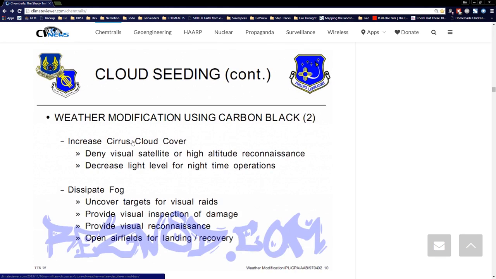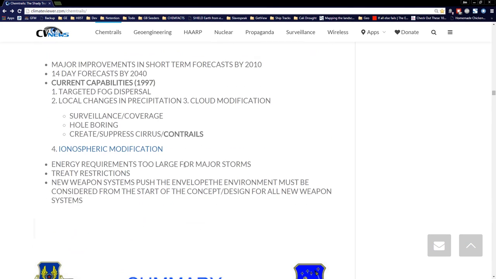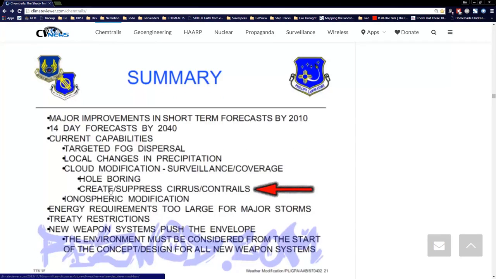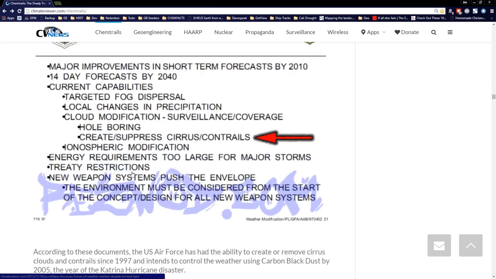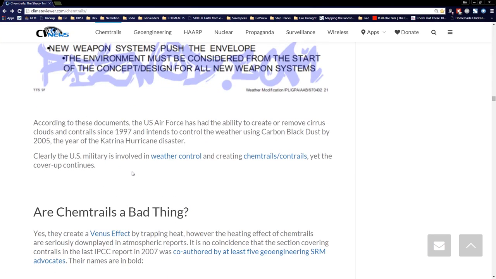And then he goes a little further. Increase cirrus cloud cover, which is what we're seeing. Cirrus clouds created by planes deny visual satellite or high altitude reconnaissance. Decrease light level for nighttime operations, so block satellites in space from spying on us, and make it darker when we do night ops. And then finally, near the end, it says current capabilities, 1997: create, suppress cirrus contrails. So create contrails, suppress contrails, create cirrus clouds, and suppress them. So they could do that in 1997. We can all see it overhead.